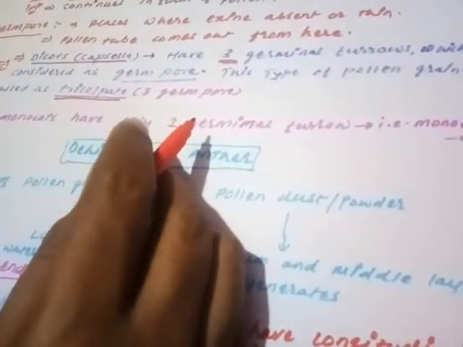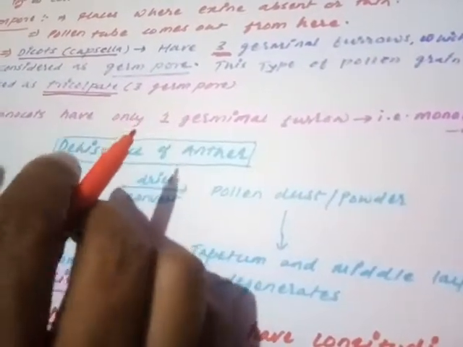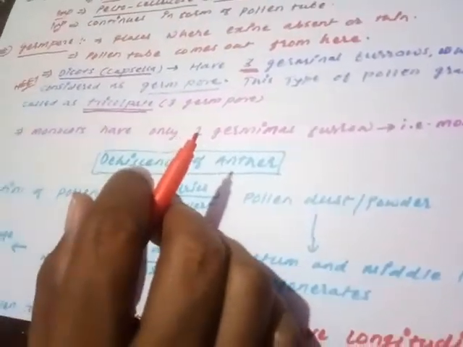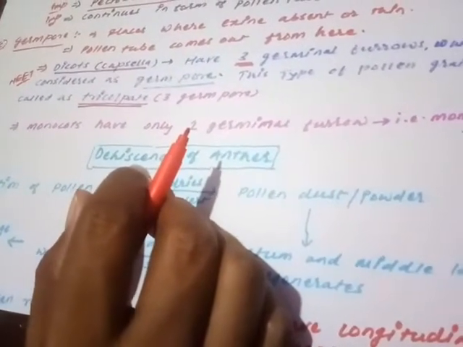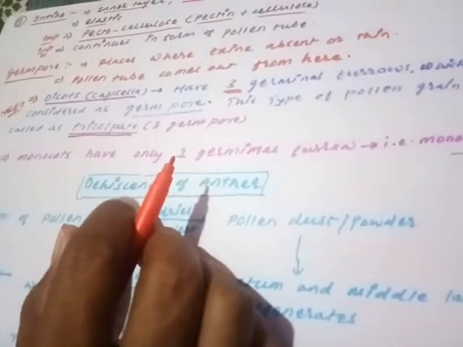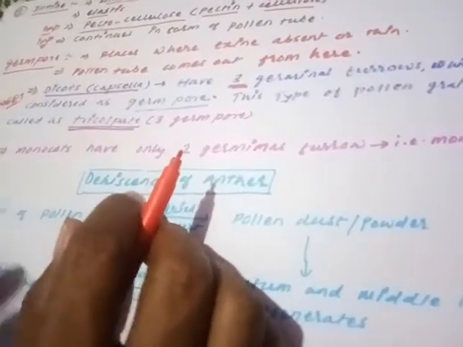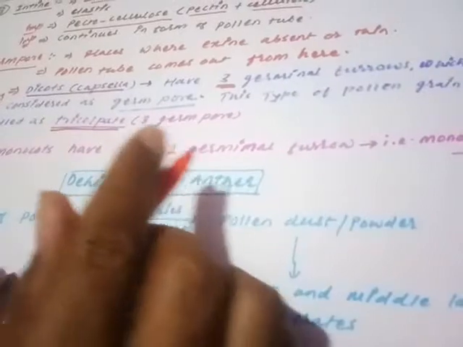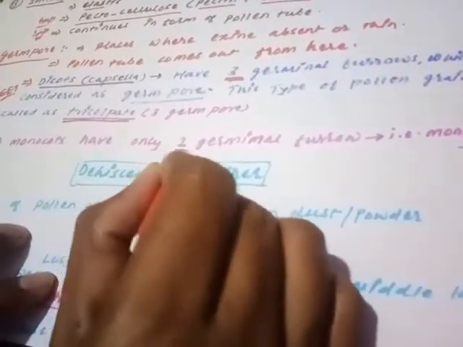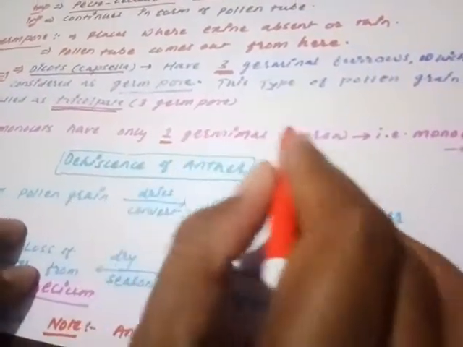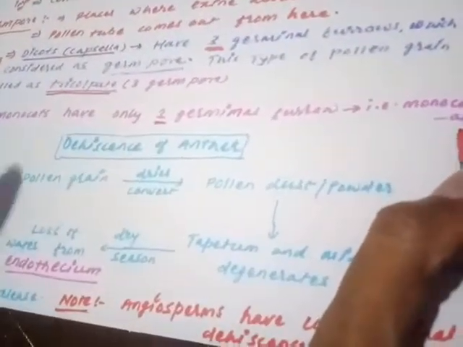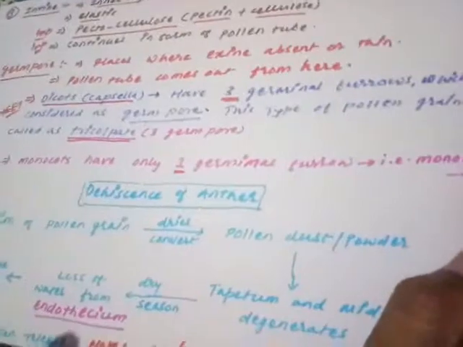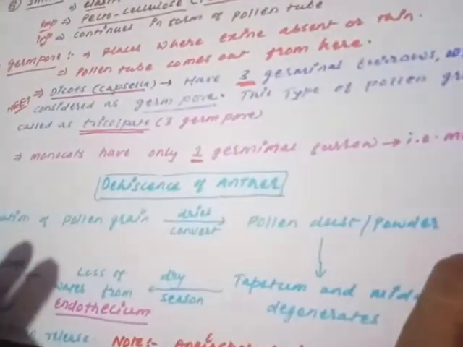Just opposite to that, monocots have only one germinal furrow. Some resources write that there is no germ pore in monocots, only the germinal furrow. But if the germinal furrow is there, it will be considered the germ pore also. So monocots have only one germinal furrow, meaning only one germ pore. That's why it is monocolpate. Tricolpate in dicots and monocolpate in monocots. Is it clear to you all?